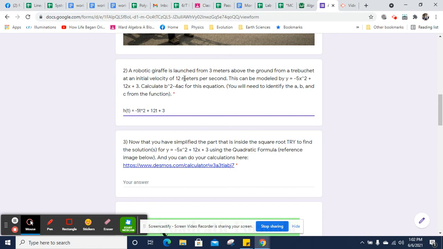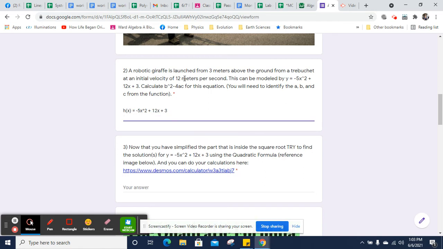And since we'll be using a graph with x's and y's, I'll change t to x. That'll be negative 5x squared plus 12x plus 3. And now we will have height in terms of x. Okay, so what are our a, b, and c is the real question here. A equals negative 5. B equals 12. And C equals 3.